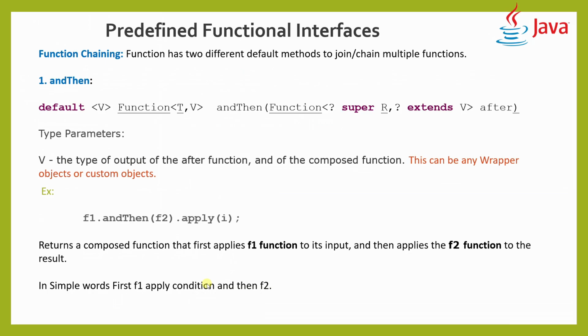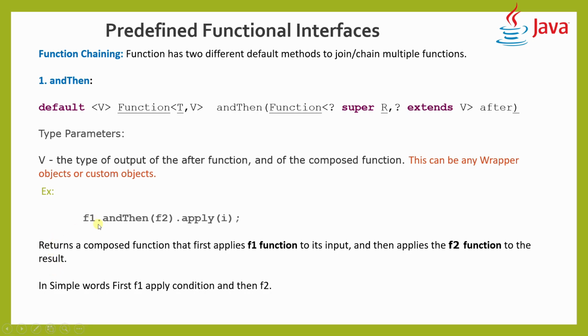This is the syntax of the function: default V, where V is the type of output of the function. Function of T and V means that, to differentiate between the two functions, we are giving T and V, and then Function of super R, whatever we have given, and extends V, and after. In simple terms, this syntax is going to be explained.